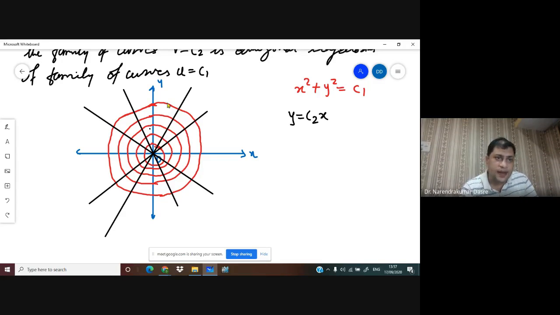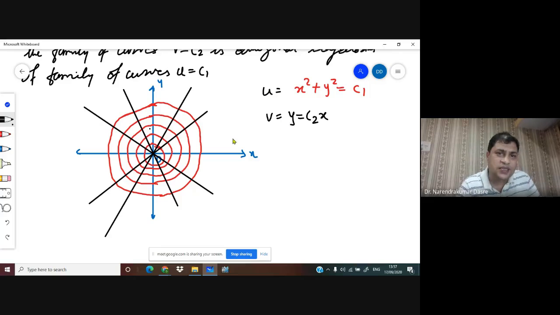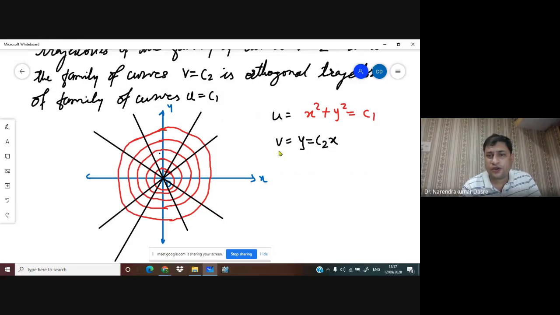So I claim that this is one family, this is the other family, and these two families are intersecting each other. Each member of this family U and each member of this family V are intersecting each other at 90 degrees, and hence they are called orthogonal trajectories of each other. So this is the concept of orthogonal trajectories.